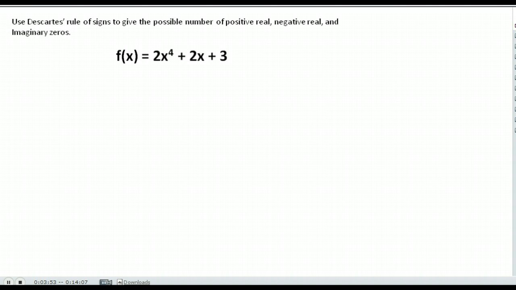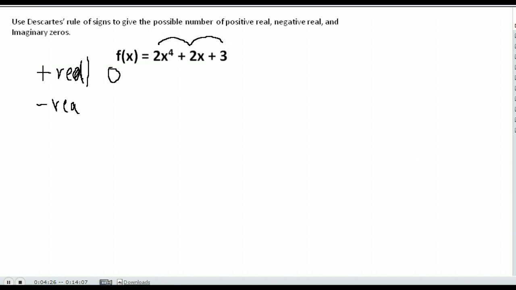Okay, here is another example. So again, they want the positive reals, the negative reals, and the imaginary zeros, the possibilities. So for the positive real zeros, again, you look at the original function and you count sign changes. So as I go from front to end, positive 2 to positive 2 is not a sign change. Positive 2 to positive 3 is not a sign change. There were 0 sign changes, so there are 0 positive reals.